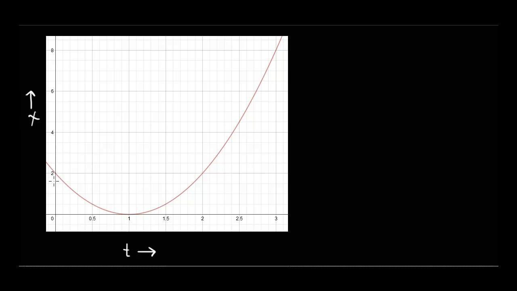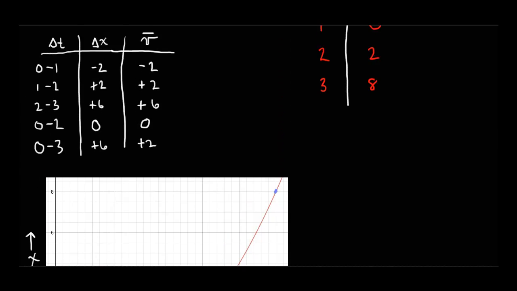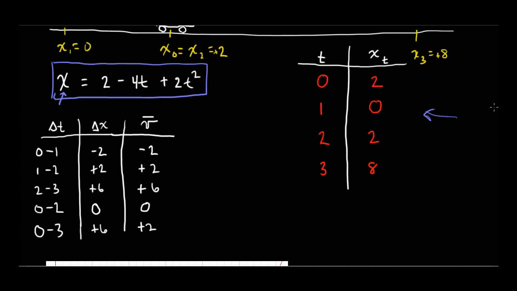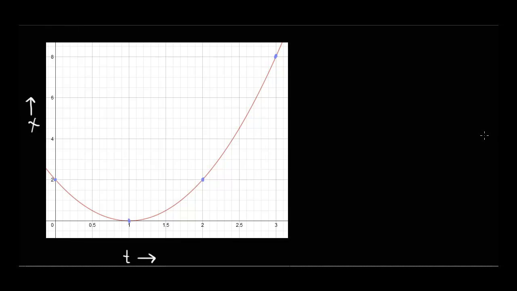This is t equals 0, right? Where is it? Well, it's at positive 2. T equals 1, it's at 0. T equals 2, it's back at positive 2. And then t equals 3, it's up here at 8. So we can see those values on this curve. But we do note that there's a curve here. There's some curvature, which is interesting. We can talk about what that curvature means. So here the position of the particle is given by this graph.